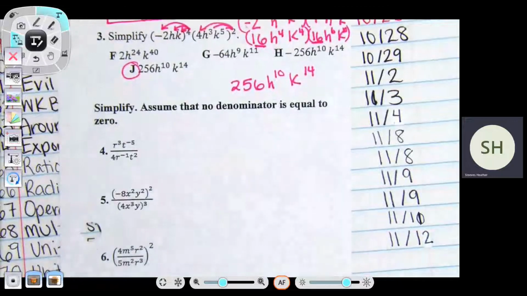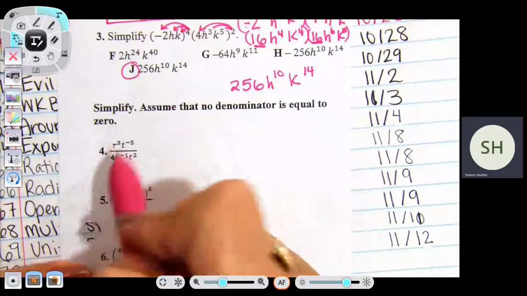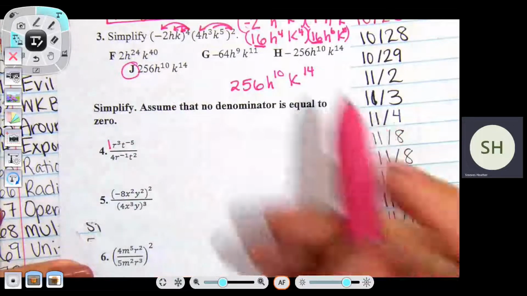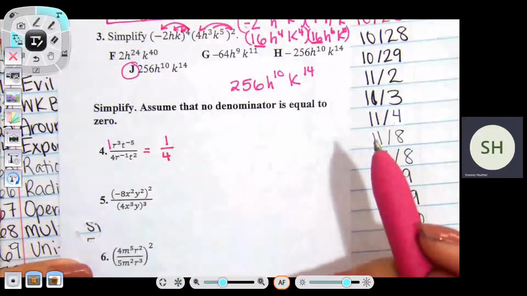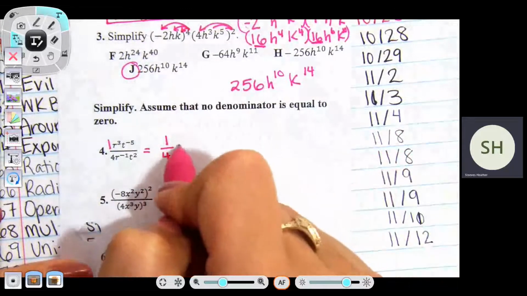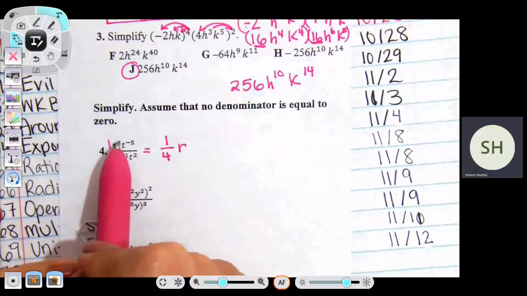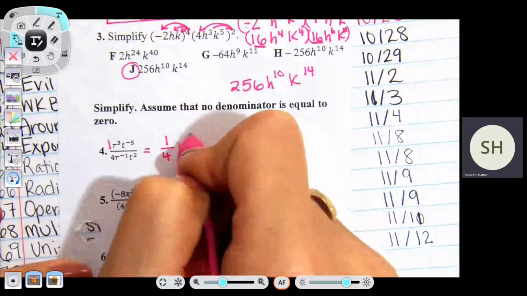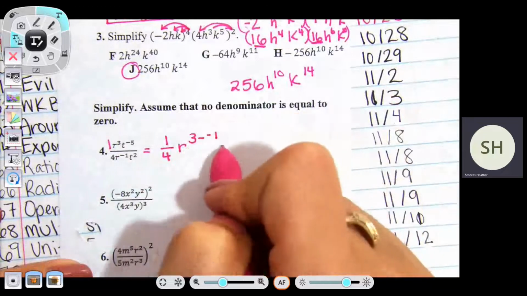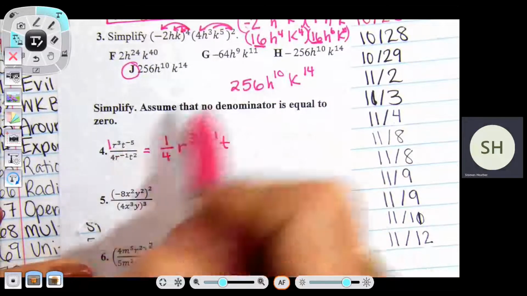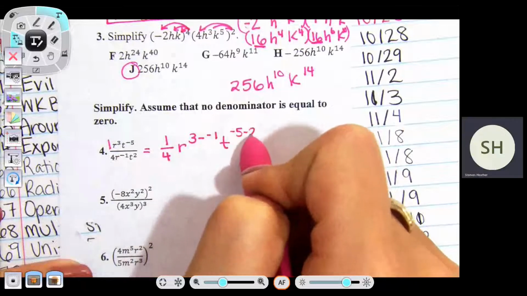Question 4, this is a division problem, so I'm going to subtract my exponents. But right now, first thing I have is a fraction of 1/4. I cannot simplify 1/4, so really that's going to end up in my final answer. My first variable is r. I'm taking 3, and I'm minusing -1. So I have 3 minus -1. Then I have t, and I have -5 minus 2.